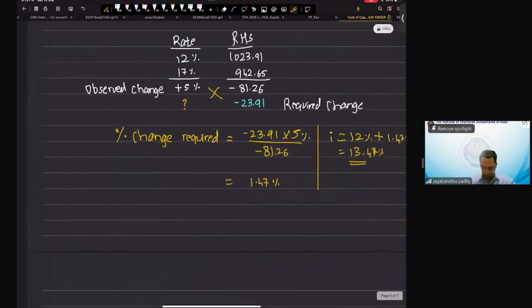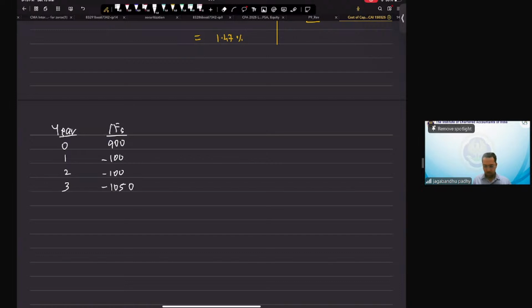And have you written it? Okay, then let me give you another example so that you'll be able to calculate this. Let's say we've got year and cash flow. In year zero, you are receiving, let's say, 900. And then in the next 3 years, you're paying out 100, and finally over here, you're paying out 1050. So the equation will be what? 900 equals 100 divided by 1 plus I, plus 100 divided by 1 plus I squared, plus 1050 divided by 1 plus I cubed.